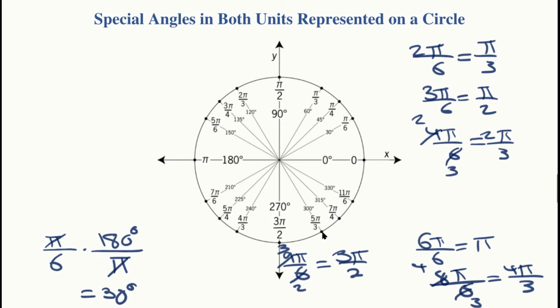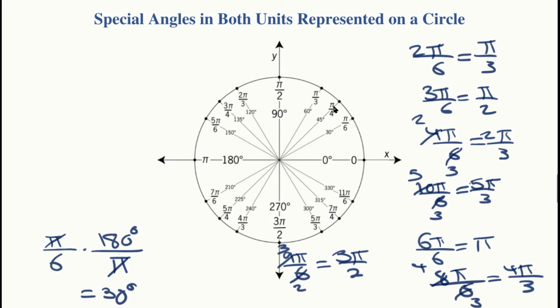And then 10 pi over 6. Notice 10 pi over 6, 2 goes into 10 5 times, into 6 3 times. That's 5 pi over 3. And then 11 pi over 6. 10 pi over 6, what's next? 11 pi over 6.